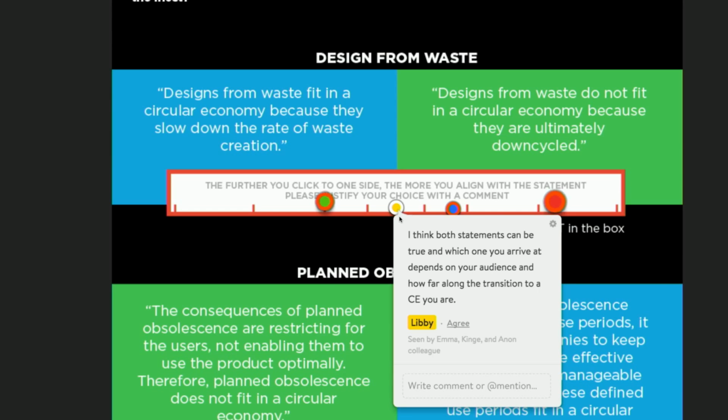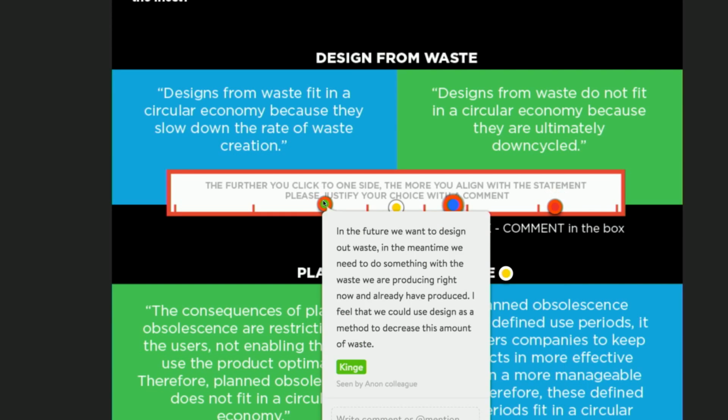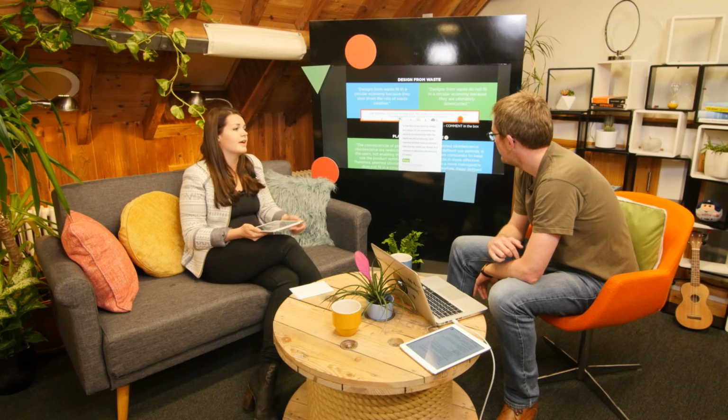Well, what is the argument here on the left? Let's see. Kinga says, in the future, we want to design out waste. In the meantime, we need to do something with the waste we're producing right now and have already produced. I feel we could use design as a method to decrease this amount of waste. I do agree with that. I think it's a fair statement.